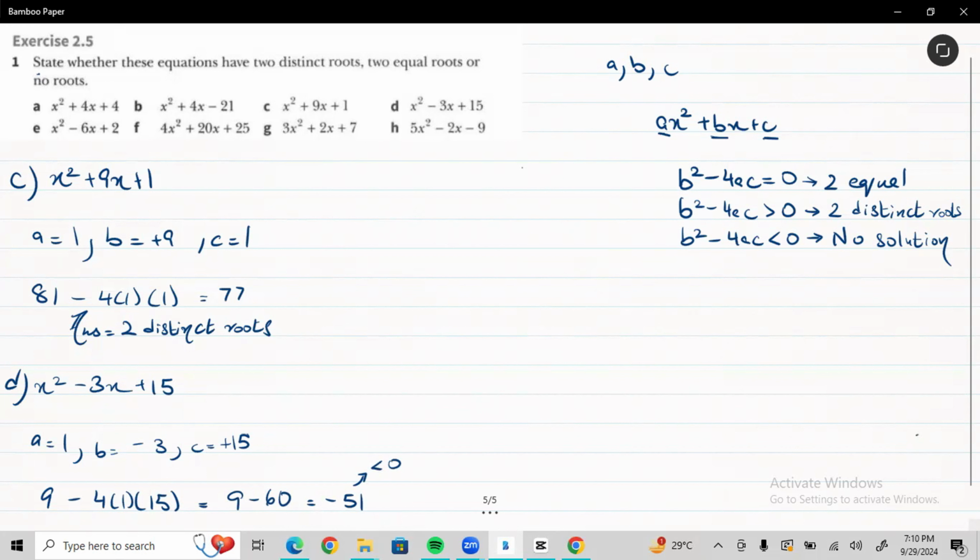And when we get values which are less than 0, we are going to get no roots for our answer. And that's it for part D.